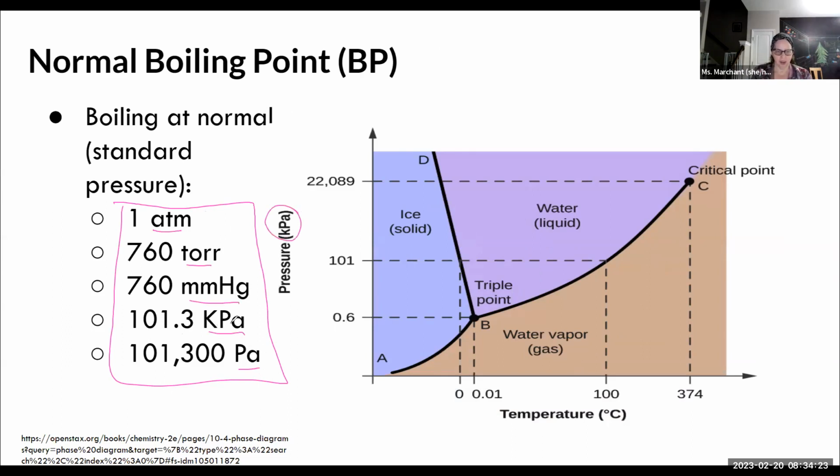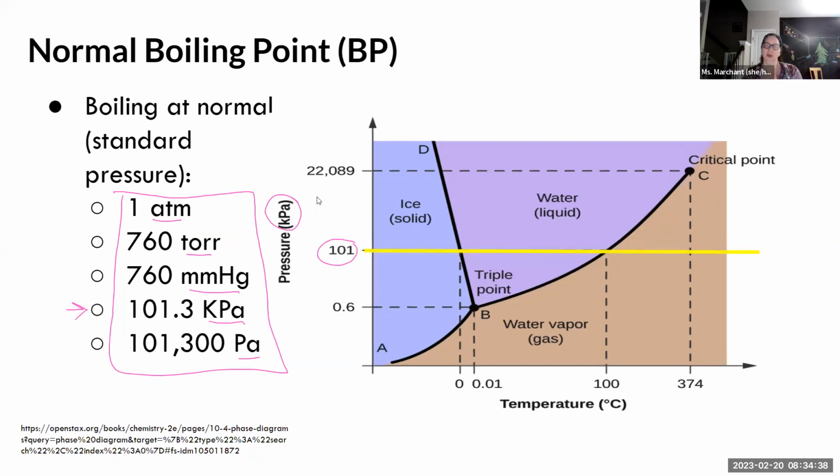So this graph right here is in kilopascals. So I need that 101.3. They have a 101 here, so I'm just going to use that as my standard pressure line because it's pretty close for what we're working with. So if they want to know the boiling point at standard pressure, I'm going to draw a line at standard pressure, and then I've got to find my boiling point.